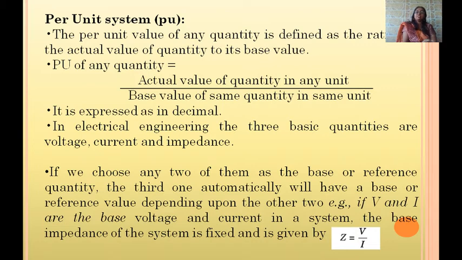In electrical engineering, the three basic quantities are voltage, current and impedance. If we choose any two of them as the base or reference quantity, the third one will automatically have a base or reference value depending upon the other two. Suppose you take voltage and current as the base voltage and base current in the system, then the base impedance of the system will be Z = V/I.